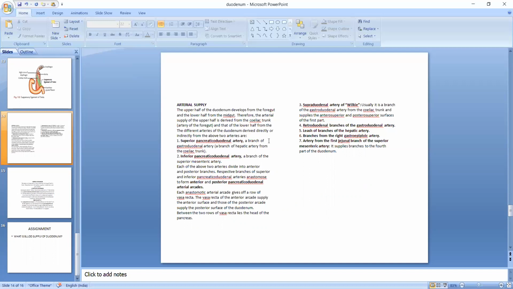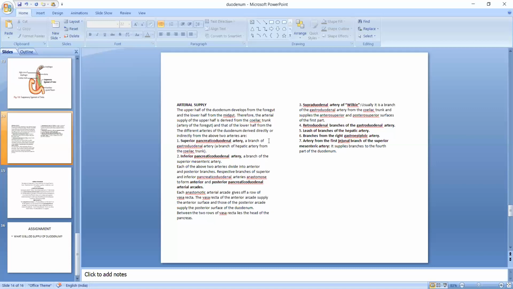Respective branches of the superior and inferior pancreaticoduodenal arteries anastomose to form the anterior and posterior pancreaticoduodenal arterial arcades. Each anastomotic arterial arcade gives off a row of vasa recta. The vasa recta of the anterior arcade supply the anterior surface, and those of the posterior arcade supply the posterior surface of the duodenum. Between the two rows of the vasa recta lies the head of the pancreas.